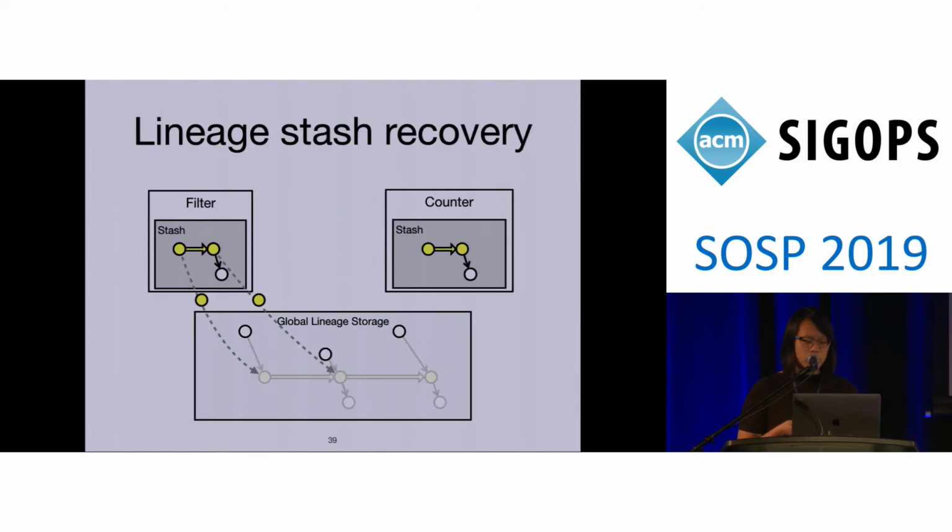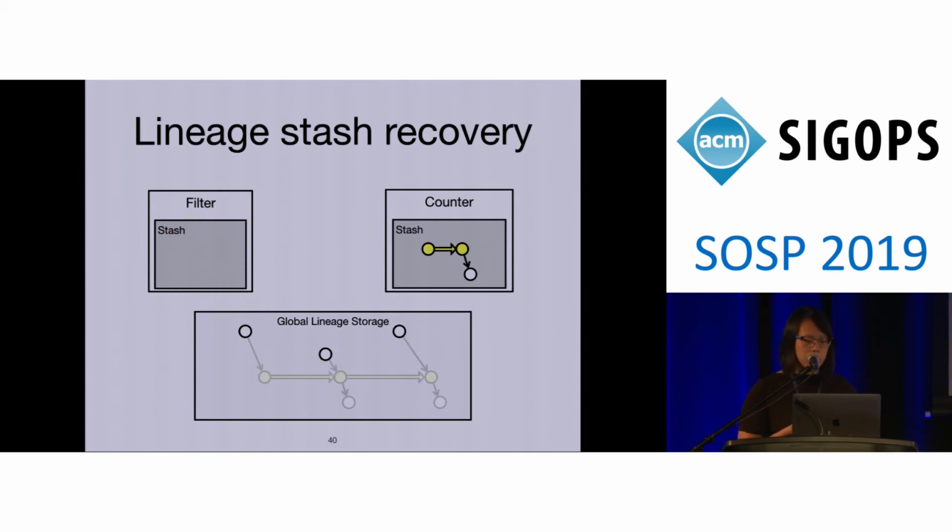So now, let's suppose that at this point, the filter operator fails. And that means that also all of the in-flight operations would have failed here. So now the issue is that the counter has some internal state that actually depended on this initial order of execution. But now the counter process is the only one that has that information in its local stash. So in order to recover, we can actually use the global lineage store as an intermediary between the 2 processes.